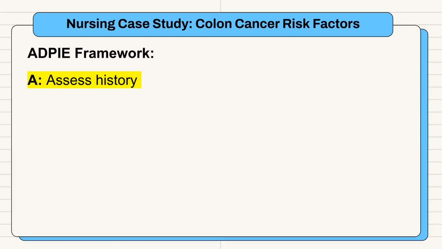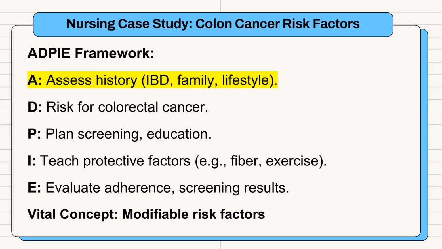Assessment. First, gather a thorough history. Sarah's Crohn's disease, part of inflammatory bowel disease or IBD, increases her colon cancer risk due to chronic inflammation. Her family history of colorectal cancer is a red flag. Genetic syndromes like familial adenomatous polyposis, or FAP, can lead to polyps and cancer. Tobacco use and alcohol consumption further elevate her risk, as both are linked to cellular damage in the colon.